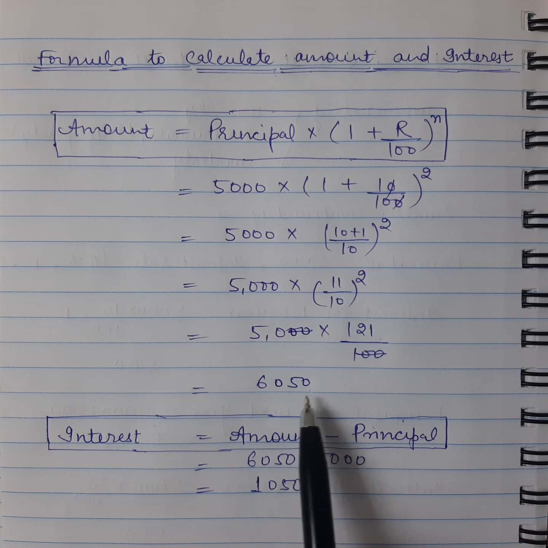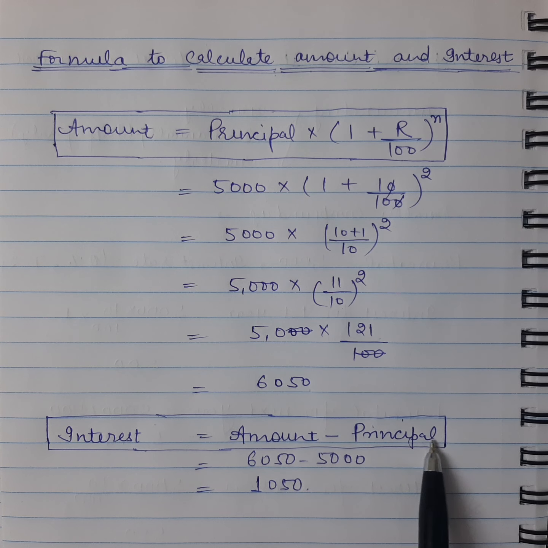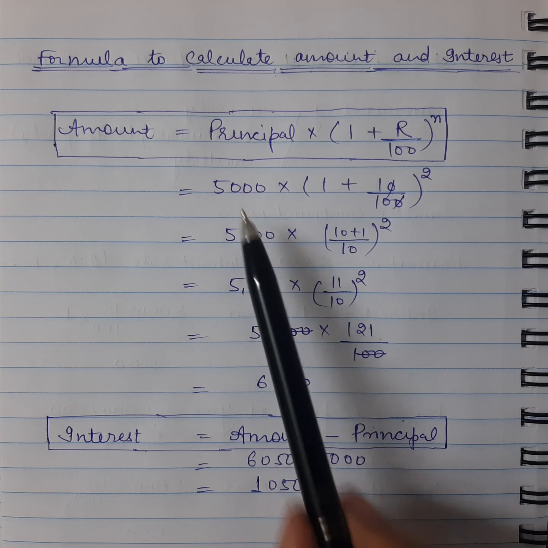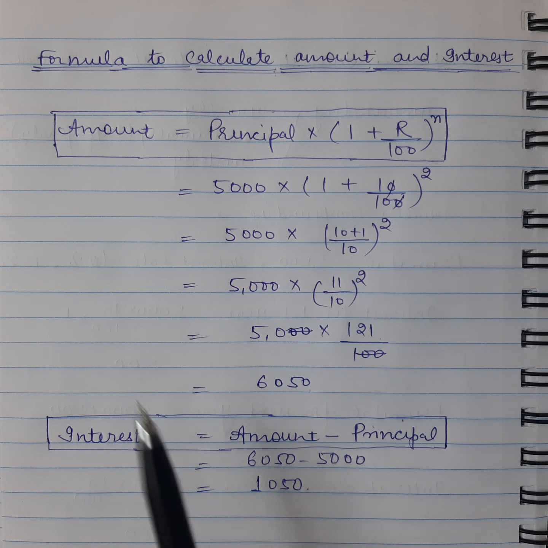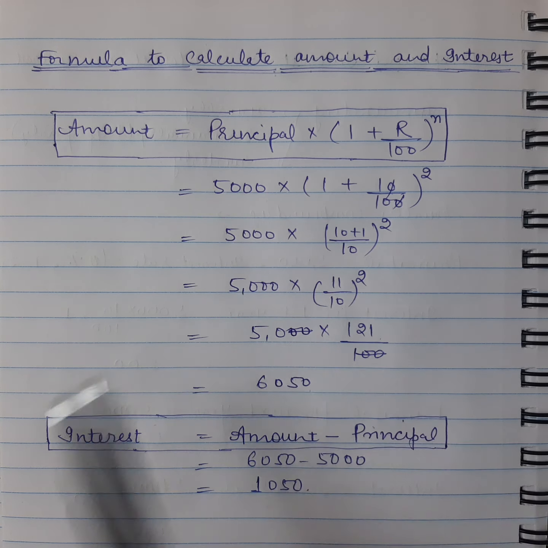Then if we have to find the total interest, the interest will be amount minus principal. 6,050 is the amount which we calculated using this formula, and the principal we know is 5,000 rupees. So 6,050 minus 5,000 rupees is equal to 1,050 rupees, which is the amount of interest. These two formulas we'll have to learn by heart so that we can calculate compound interest with the help of these formulas and avoid the lengthy calculation as we have seen in the previous example.